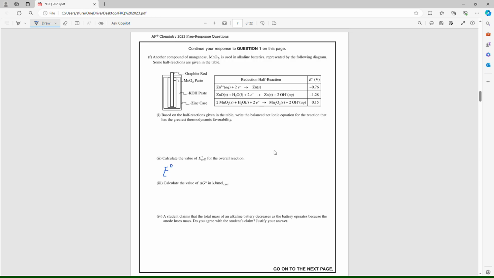So the equation is cathode minus anode. Normally, we want to maximize and make it the most positive that it could possibly be. So if we take this one and subtract it from this one, that would be the most positive value that you could get. So 0.15 minus negative 1.28 gives us 1.43. So again, you want to make E naught as positive as possible.